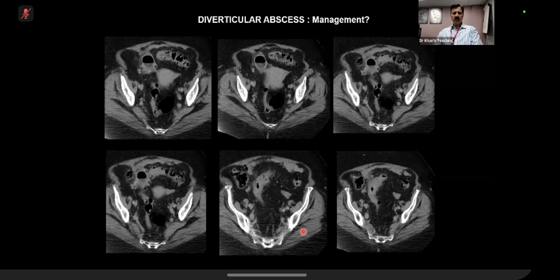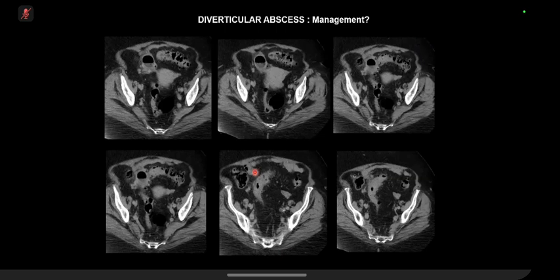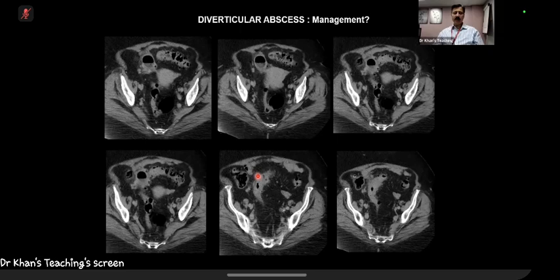Now, this is a case of complicated diverticular disease where you can see these diverticuli. There is a abscess formation here. Candidate 2, viva question. How will you manage? We are selected axial slices of the pelvis, deep pelvis. I have given you the finding. You just give me the management. There is a abscess, and this is complicated diverticular disease. My question is, how will you manage? This is a viva question.